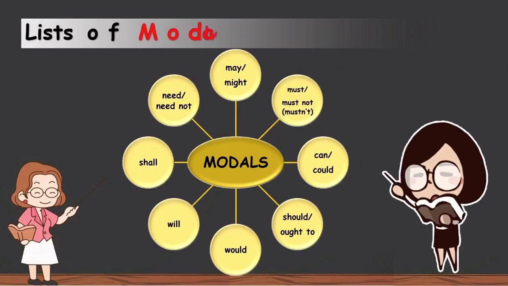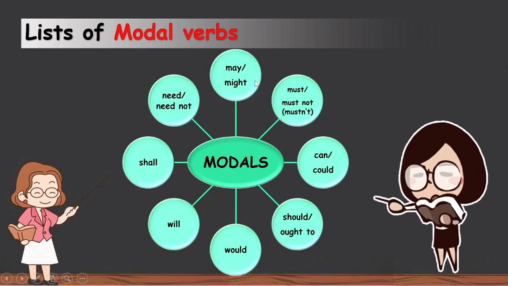Here is the list of modal verbs. We have may or might, must or must not, can or could, should or ought to, would, will, shall, need or need not.